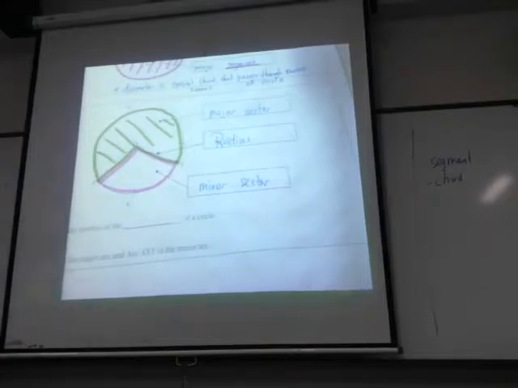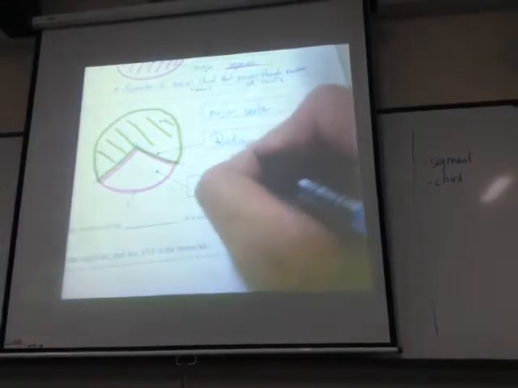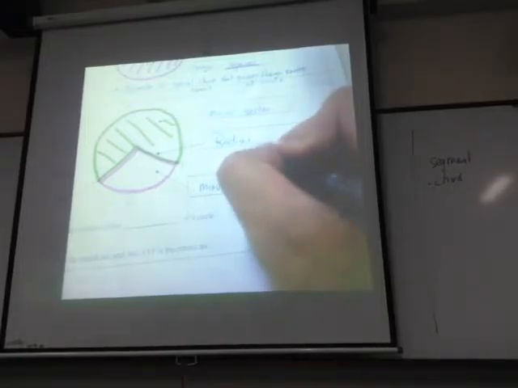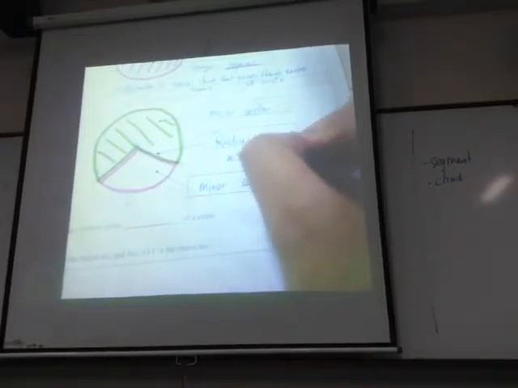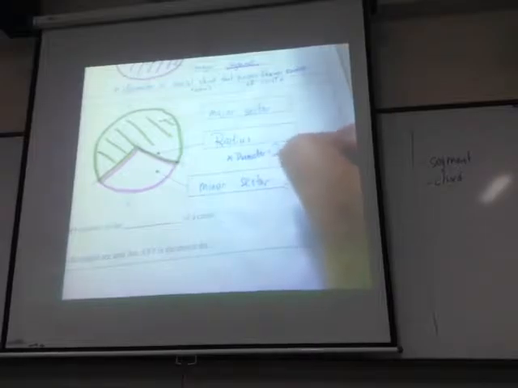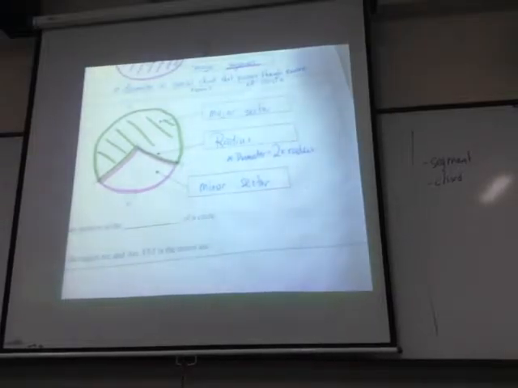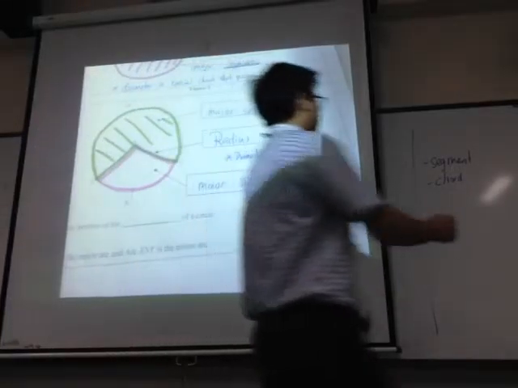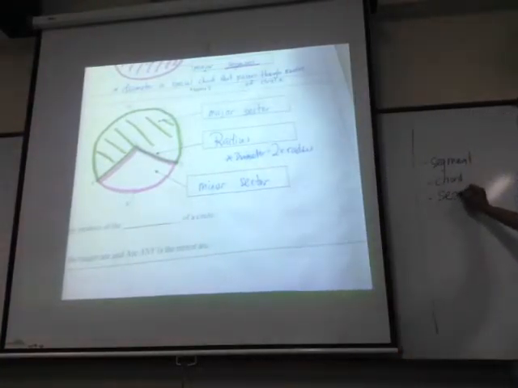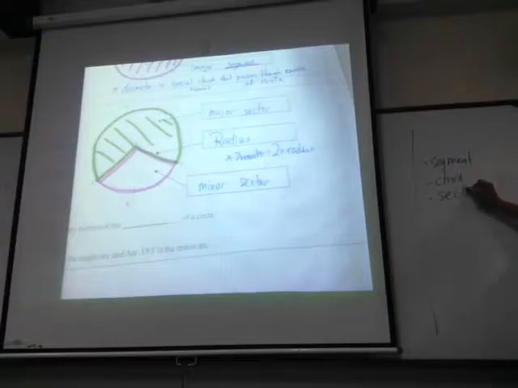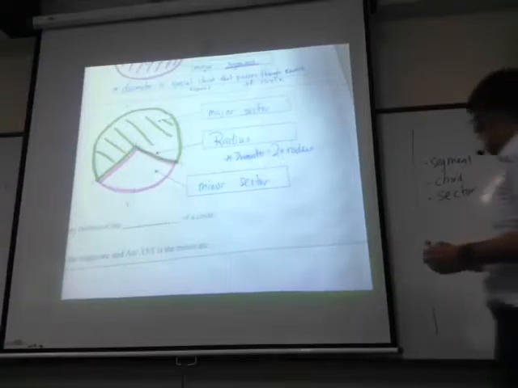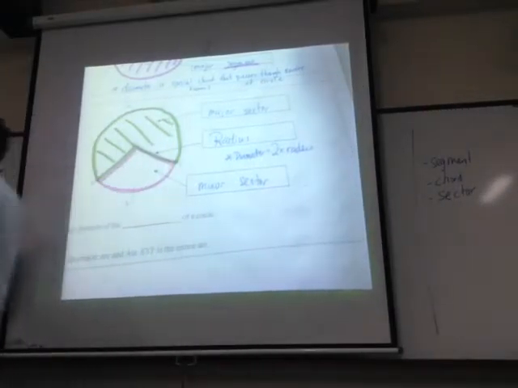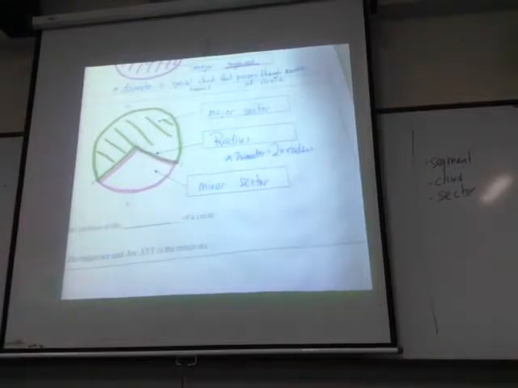So you want to put a star. You want to write down diameter equals to 2 times radius. Okay? So while you're copying, I'm writing down the things that we learned today. We learned about sector, chord, and radius. So that you know what we are doing today. Okay.